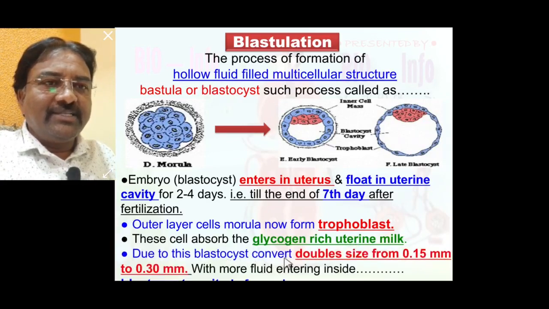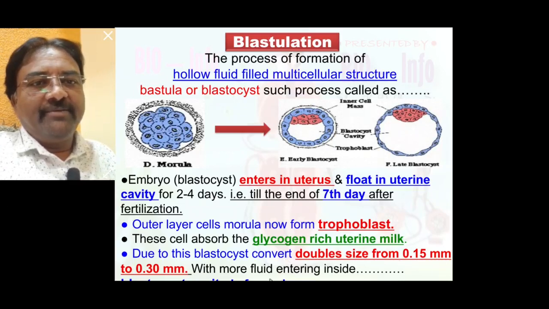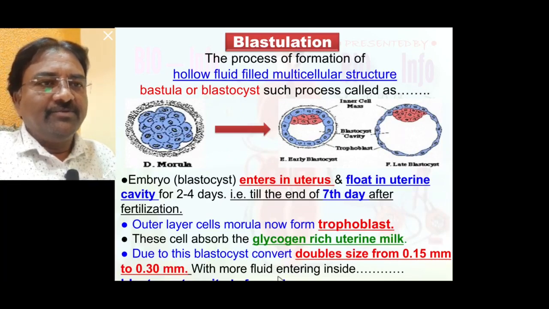Due to this, the blastocyst doubles in size, from 0.15 mm to 0.30 mm, with more fluid entering inside. So this is the enlarged structure of the blastocyst formed from the early blastula or blastocyst. How is it formed? The blastula or blastocyst enters the uterus and floats in the uterine cavity.